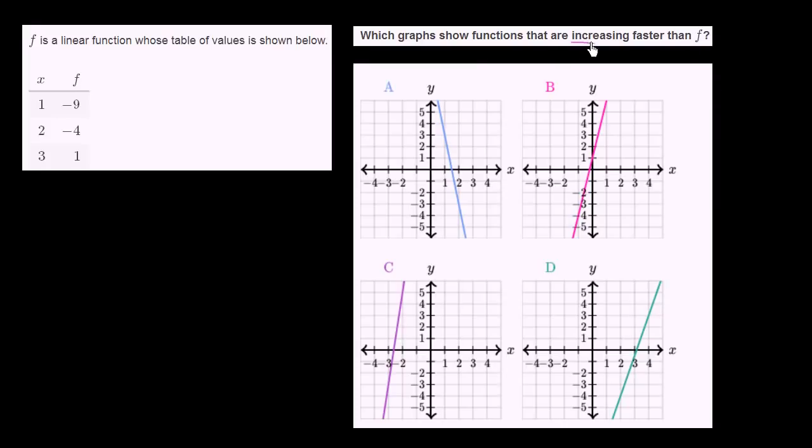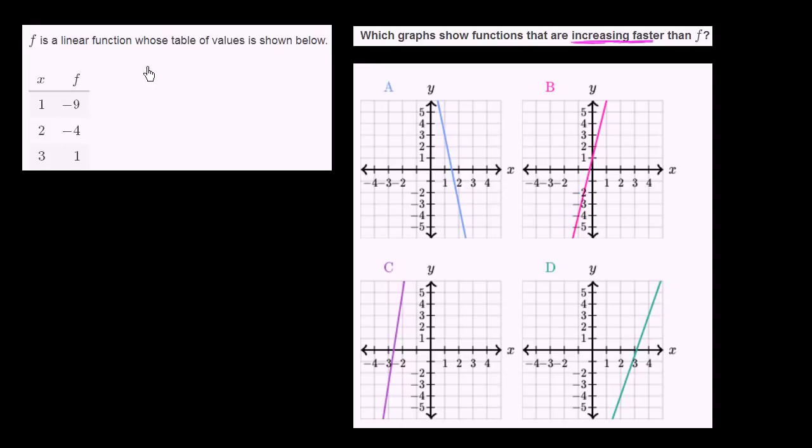So when we're talking about increasing faster, we're really talking about a higher rate of change of y with respect to f, or a higher rate of change of the vertical axis with respect to the horizontal axis, which is another way of saying which of these have a steeper slope than the function f.